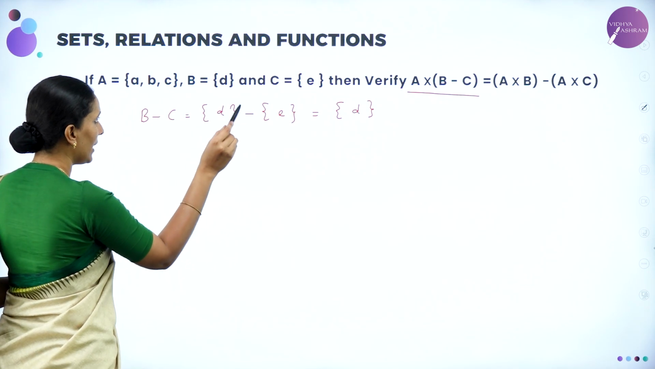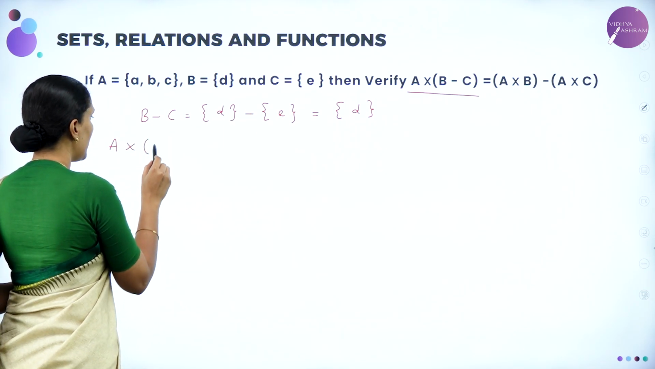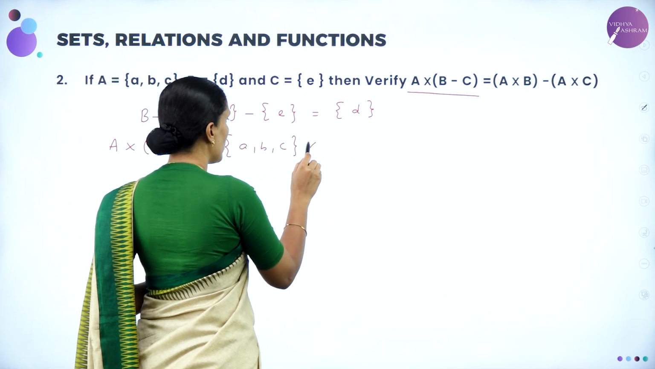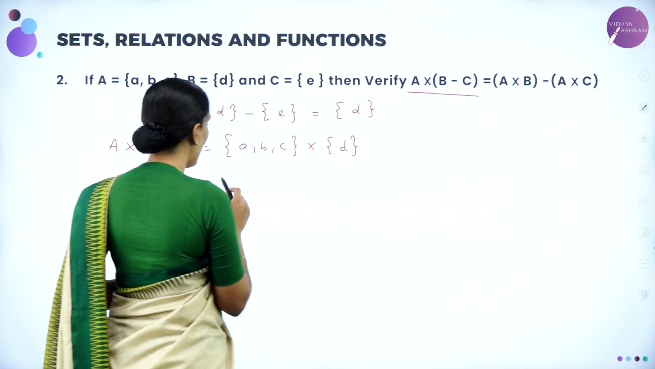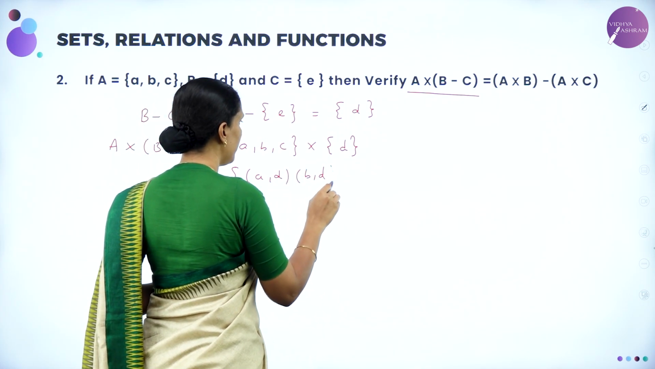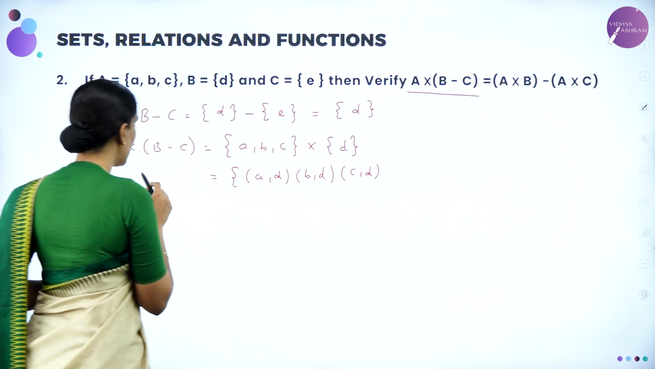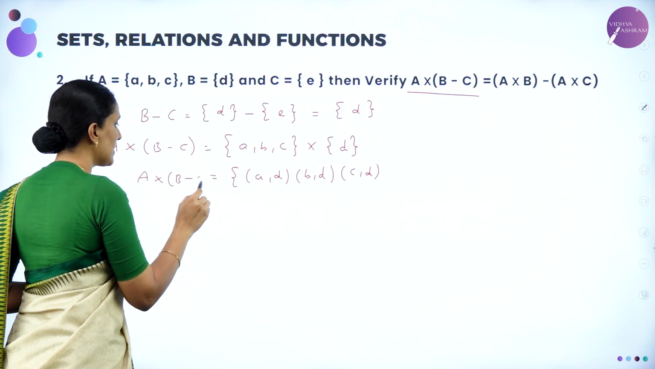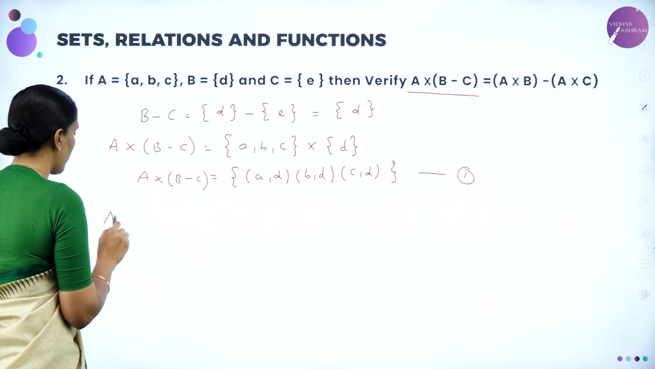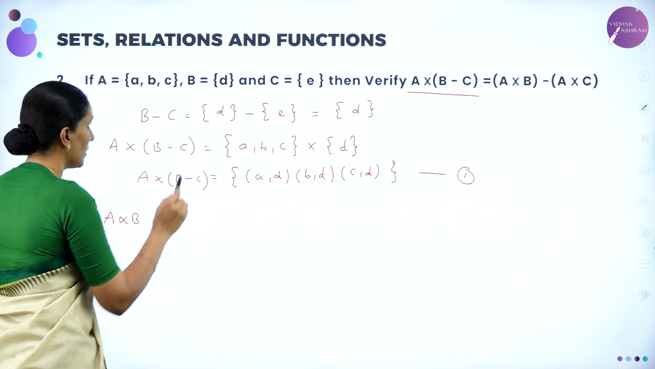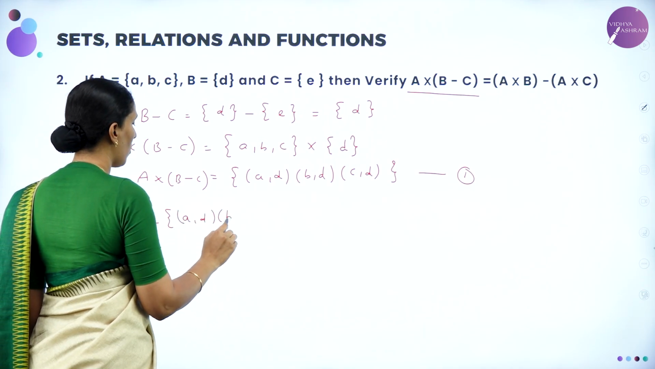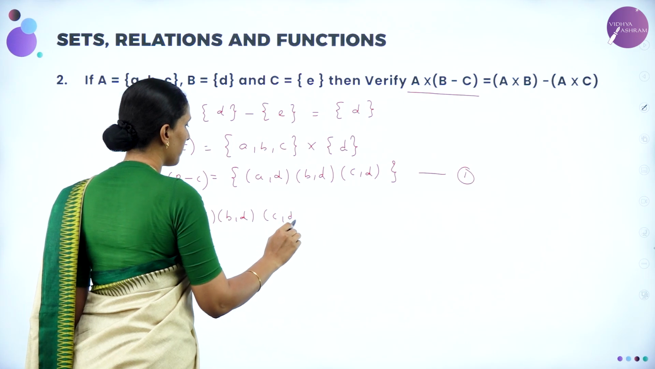Now we need to pair d with A. So A cross (B minus C). So what is set A? {a, b, c} cross {d}. And when I pair this, we will get the ordered pairs (a, d), (b, d), (c, d). So this is our A cross (B minus C). Let me take this as equation 1. Now let's move to A cross B. Now A cross B means we are pairing A and B. So we will get (a, d), (b, d), (c, d).